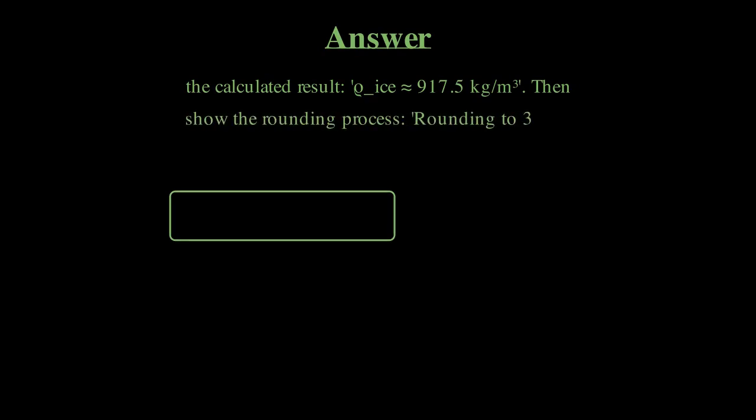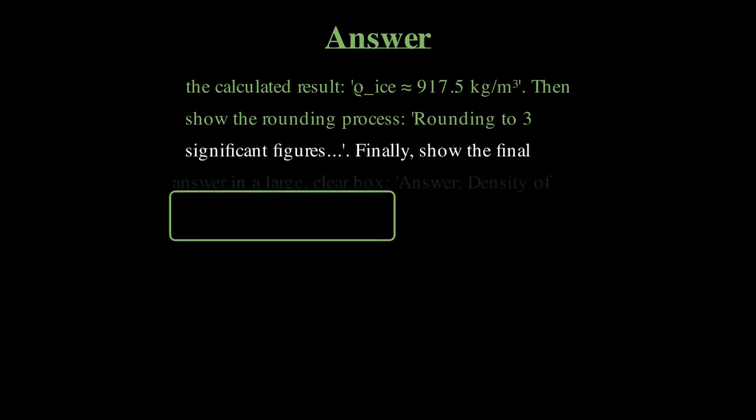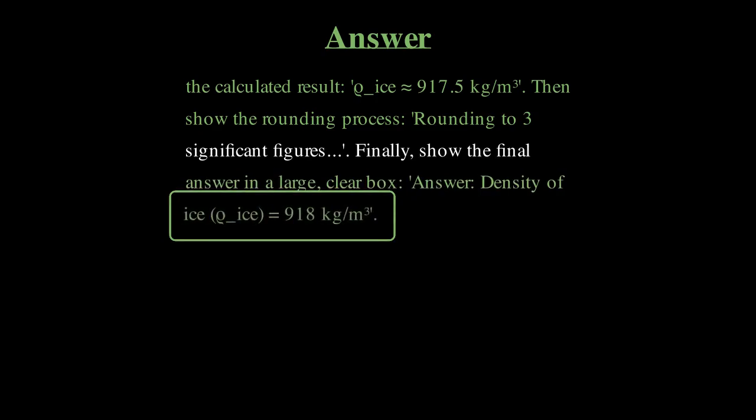Looking at the given values, they have three significant figures. So, it's good practice to present our final answer with the same precision. Rounding 917.5 to three significant figures gives us 918. Don't forget the units. Since we used the density of water in kilograms per cubic meter, our final answer for the density of ice will also be in kilograms per cubic meter. Therefore, the density of the iceberg is 918 kilograms per cubic meter.